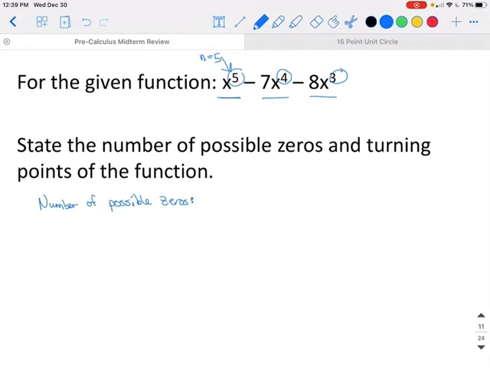So our number of possible zeros is just whatever your n value is, which in this case would be 5. The number of possible turning points would be n minus 1, or 5 minus 1, which for this problem would be 4.